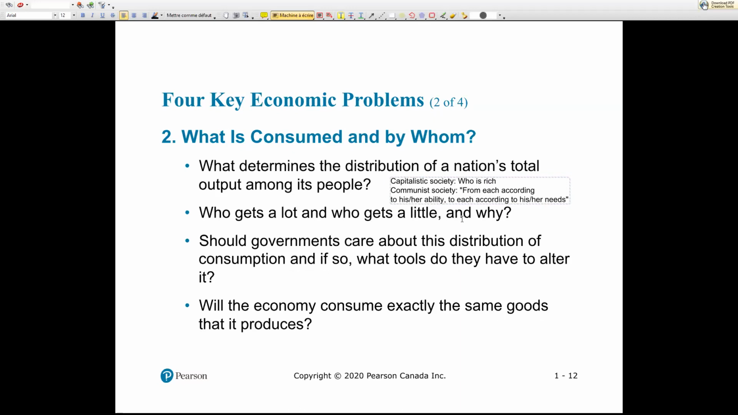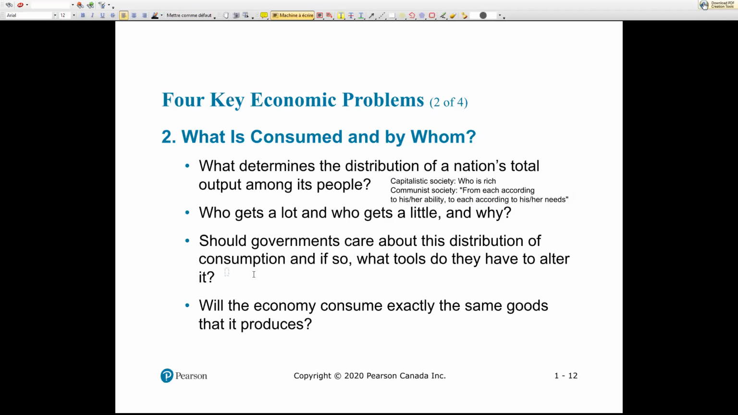Who gets a lot, who gets a little? Why? Well, in the market based system, it's a matter of how much revenue I have, how much money I have, or how much inheritance I got from my rich parents, for instance. Should governments care about distribution? And if so, what tools do they have to alter it? Intuition about this? Yeah, they can alter it with taxes.